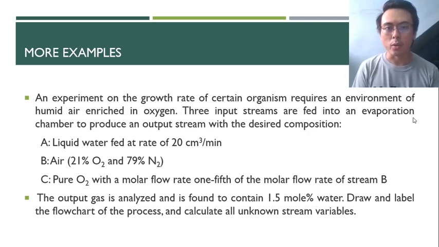An experiment on the growth rate of certain organisms requires an environment of humid air enriched in oxygen. Three input streams are fed into an evaporation chamber to produce an output stream with the desired composition. A. Liquid water fed at a rate of 20 cubic centimeters per minute. B. Air, which is 21% oxygen and 79% nitrogen. And C. Pure oxygen with the molar flow rate 1/5 of the molar flow rate of stream B. The output gas is analyzed and is found to contain 1.5 mole% water. Draw and label the flowchart of the process and calculate all the unknown stream variables.